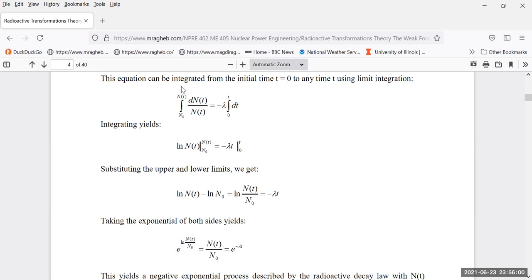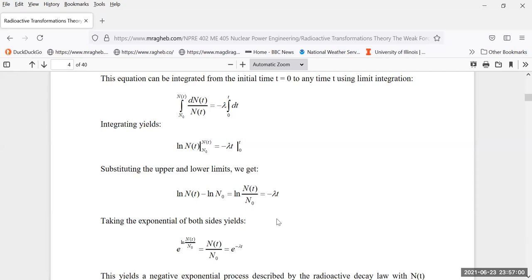Now we know from calculus that the integral of dx over x is the natural logarithm of x. The integral here of dn of t by n of t is the natural logarithm of n of t from the lower limit n sub zero to the upper limit n sub t. And lambda, the decay constant, comes out of the integral as we've done already. Time integrated goes from time t equals zero to any time. Okay, let's substitute for the time: t on the upper limit minus zero at the lower limit gives me minus lambda t. And the integral of dn by n is the natural logarithm of n of t minus the natural logarithm of n naught, which is the same as the natural logarithm of n of t divided by n naught, and this is equal to minus lambda t.